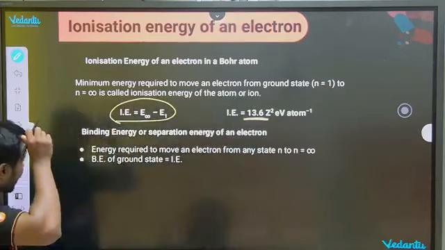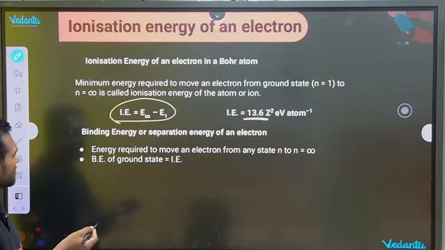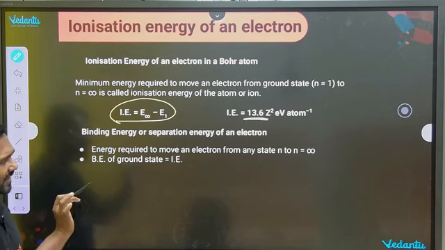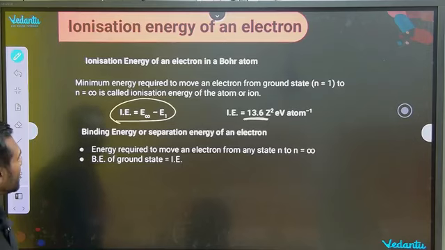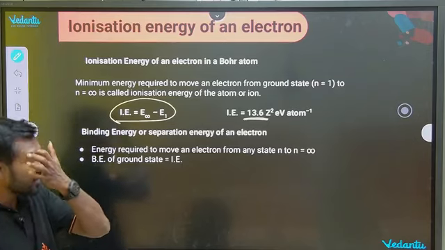Next, binding energy or separation energy of an electron. Energy required to move an electron from any state, that is n, to n infinity. That is also called binding energy or separation energy. So the binding energy of the ground state is equal to ionization enthalpy only.